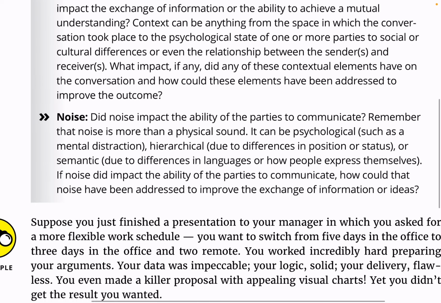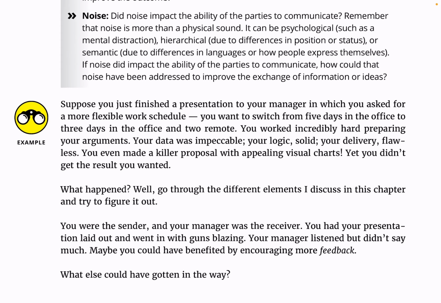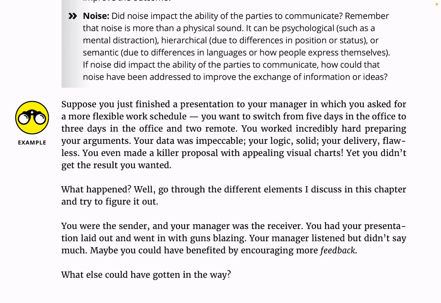Example. Suppose you've just finished a presentation to your manager in which you asked for a more flexible work schedule. You want to switch from 5 days in the office to 3 days in the office and two remote. You worked incredibly hard preparing your arguments. Your data was impeccable, your logic solid, your delivery flawless. You even made a killer proposal with appealing visual charts. Yet you didn't get the result you wanted.